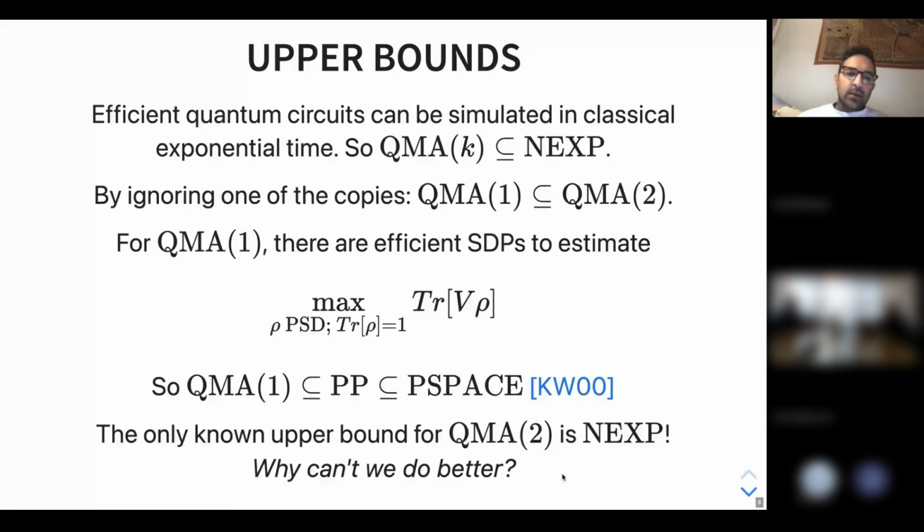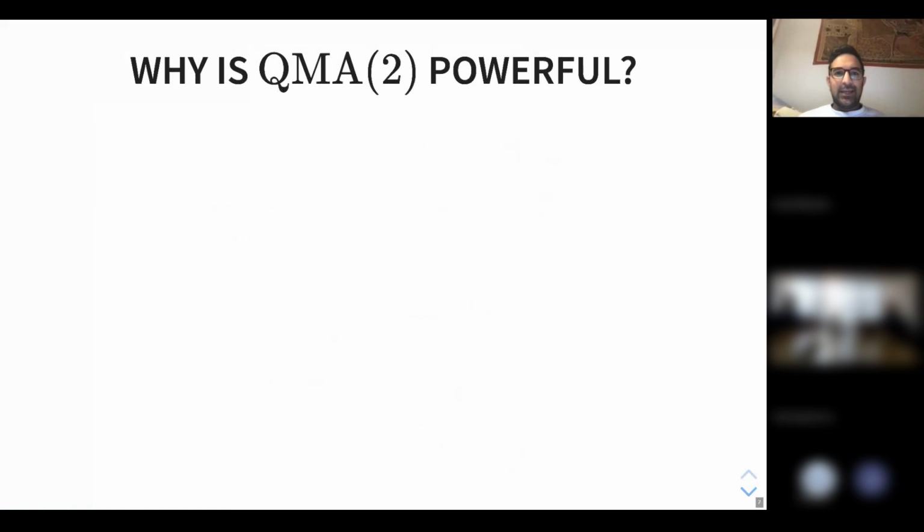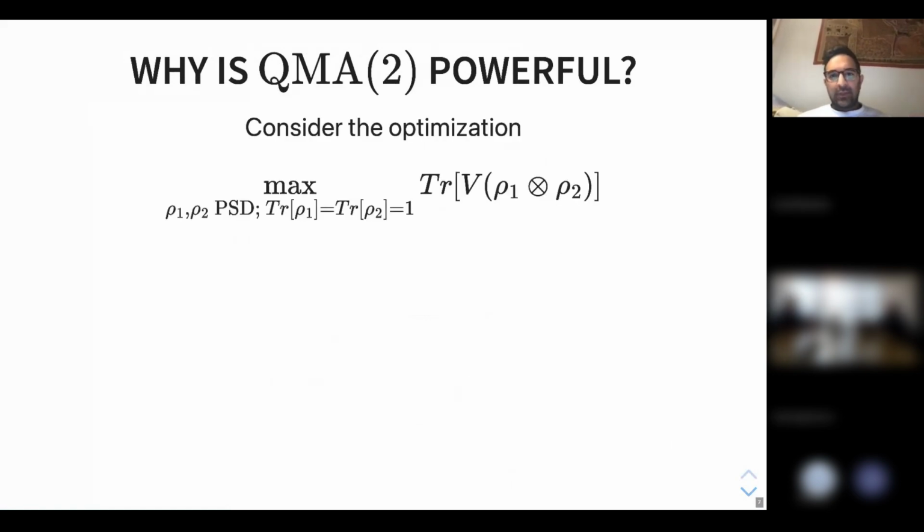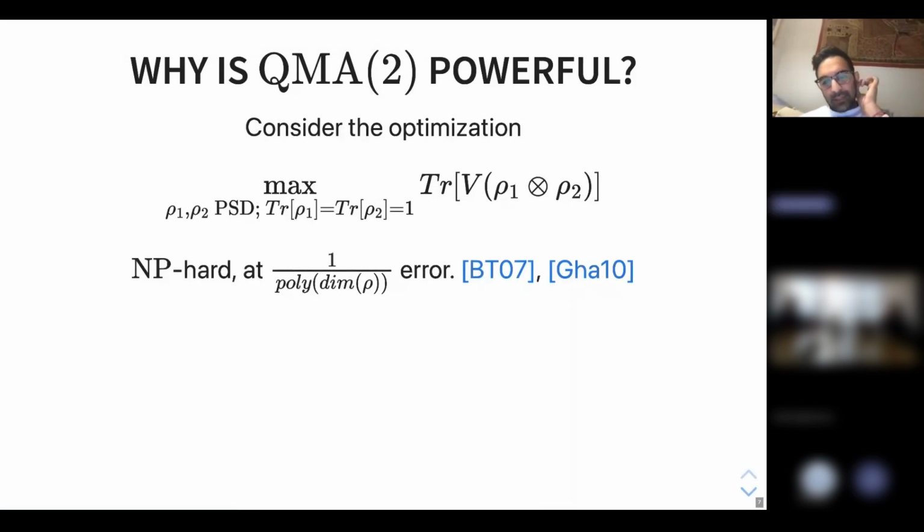Good question. So I think at one time people thought QMA2 was quite a weak class. But lately people have thought maybe QMA2 is actually really powerful. And why might this be true? Consider this optimization problem. This is measuring the acceptance probability of some QMA2 machine. Here, rho 1 and rho 2 are your 2 states, or if they're the same, they're 2 copies. And this problem is actually NP hard. So it's NP hard scaling with the dimension.